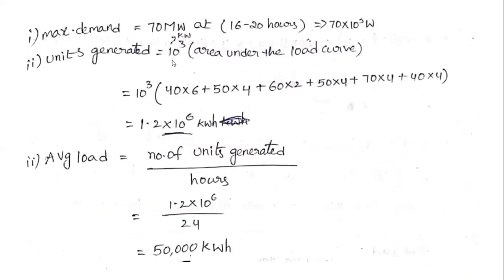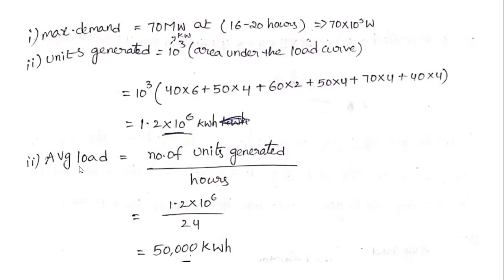Next, the units generated will be given in megawatts. That's why we convert it into kilowatts. Therefore, we multiply by 10 power 3, that is 10 cube into the number of units generated. That is the area under the curve: 40 into 6 plus 50 into 4 plus 60 into 2 plus 50 into 4 plus 70 into 4 plus 40 into 4. That is the units generated in kilowatts.